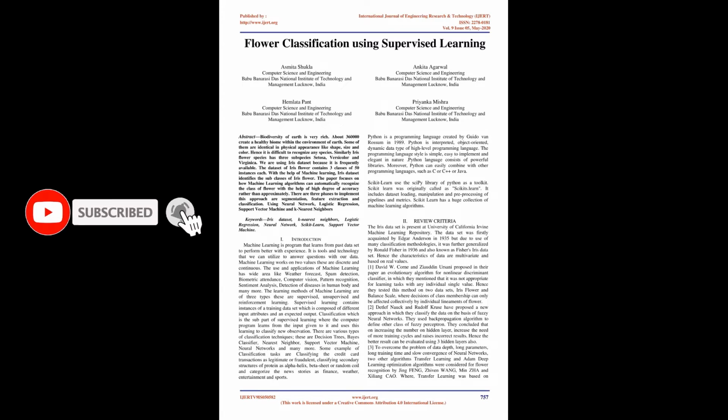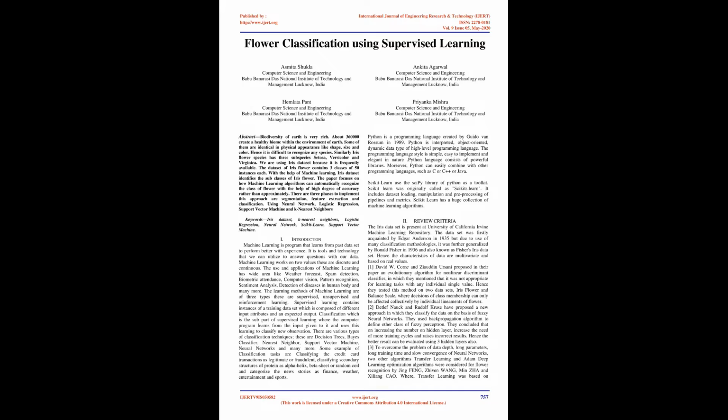Introduction. Machine learning is a program that learns from past data sets to perform better with experience. It is tools and technology that we can utilize to answer questions with our data. Machine learning works on 2 values: discrete and continuous. The uses and applications of machine learning have a wide area, like weather forecast, spam detection, biometric attendance, computer vision, pattern recognition, sentiment analysis, detection of diseases in the human body, and many more.